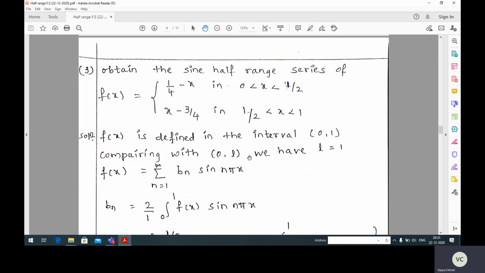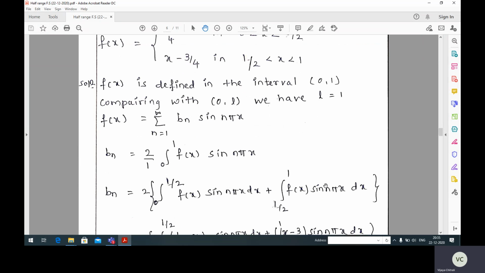So compare this with the half range Fourier series on 0 to L. So L is equal to 1. So f of x is equal to summation n is equal to 1 to infinity bn sine n pi x, because L is 1. Now bn is equal to 2 by 1, because L is 1, integration from 0 to 1 of f of x sine n pi x.